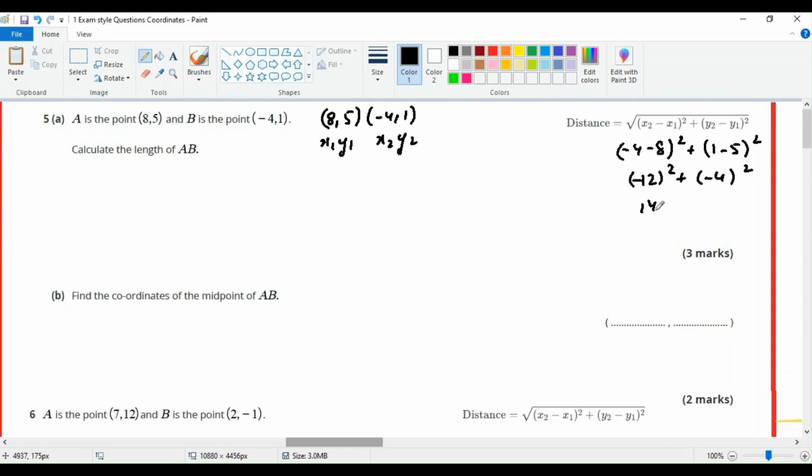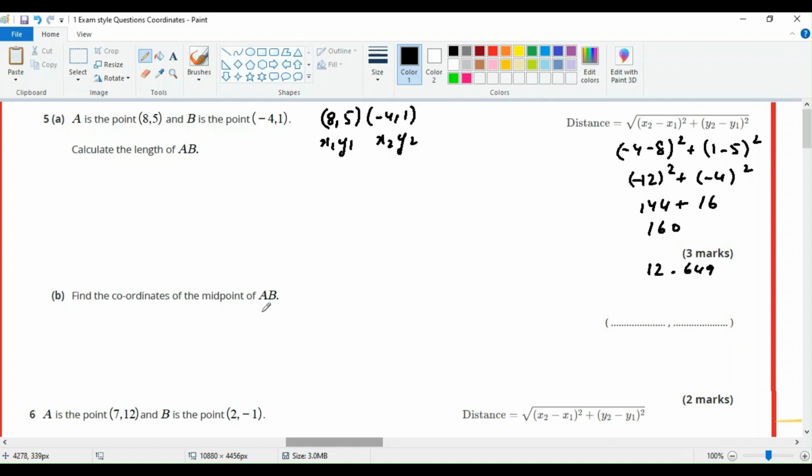That means this is giving us 144, and plus this is going to give us 16. So 144 and 16 is going to give us 160. And the root of 160 is going to give us 12.649, or 65, you can say.